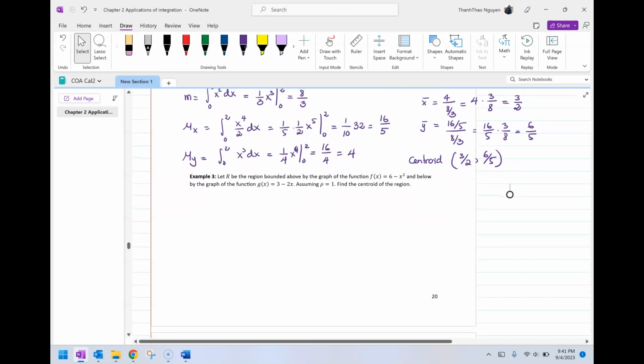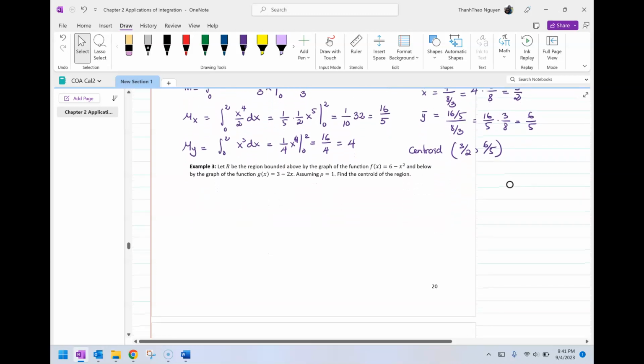So what happens if the region is bounded by two functions? Okay. So let R be the region bounded above by the graph of the function 6 minus x squared and below by the graph of the function 3 minus 2x. Assuming that rho is equal to 1, we want to find the center of the region.